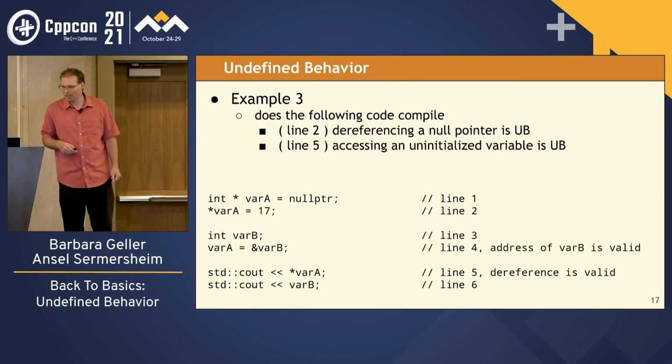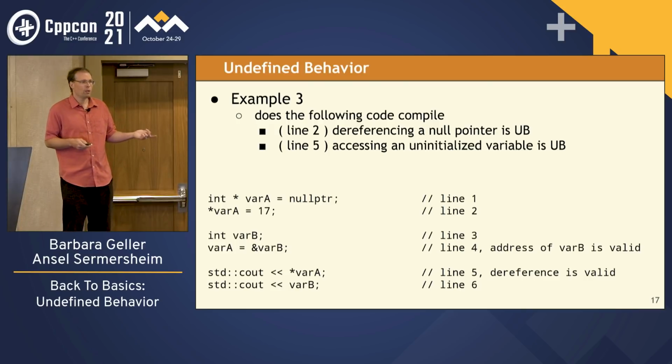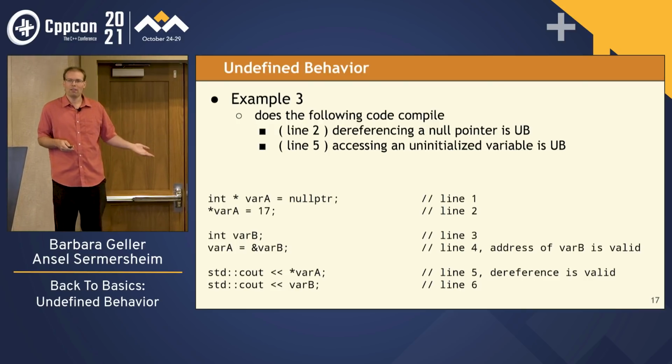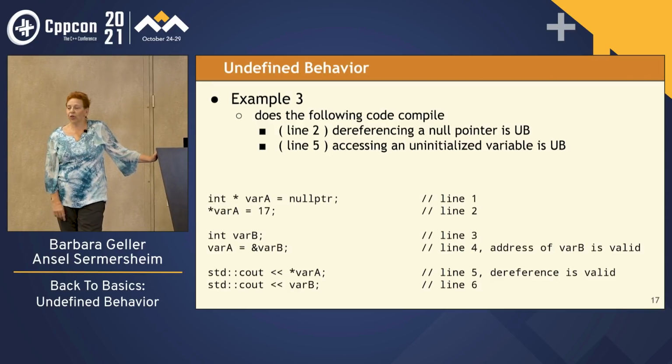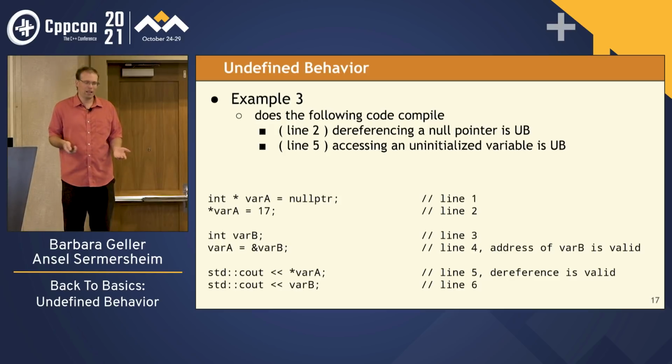And then let's look at the next couple of lines. On line 5, the dereference is valid because var A does point to var B, but once you get there, it's uninitialized memory. And so we're printing the value of uninitialized memory. That's undefined behavior. So dereferencing var A, that's good. It's the fact that we're doing a less than, taking it to cout, that's not okay. And then by the exact same logic, line 6 is undefined behavior because we're still printing an uninitialized value.